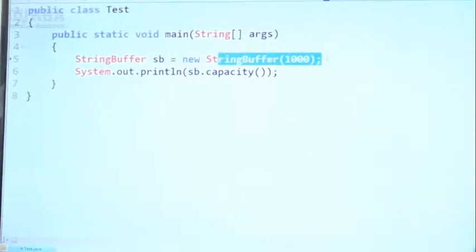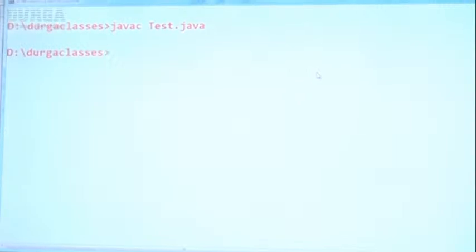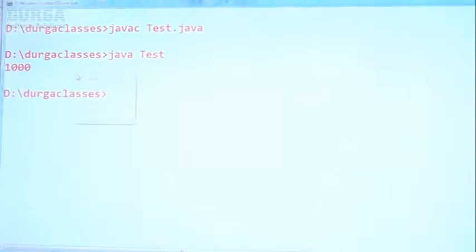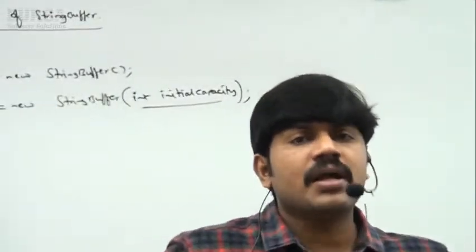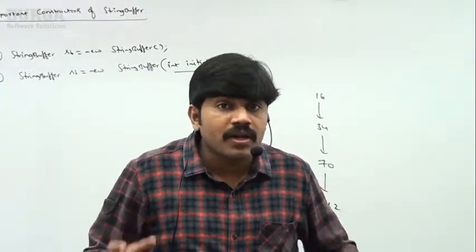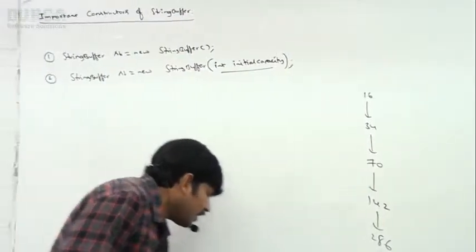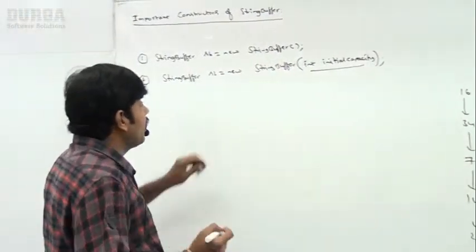Observe carefully here. Now, what is the answer we are going to get, sir? Sir, 1000. Is it clear for all of you? So, based on our requirement, we can create a bigger StringBuffer object at the beginning itself if you want to add more number of characters. Okay, well. Sir, now what is the next thing we have to discuss?